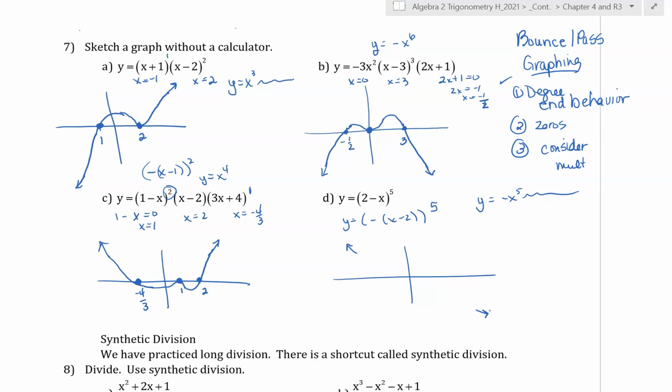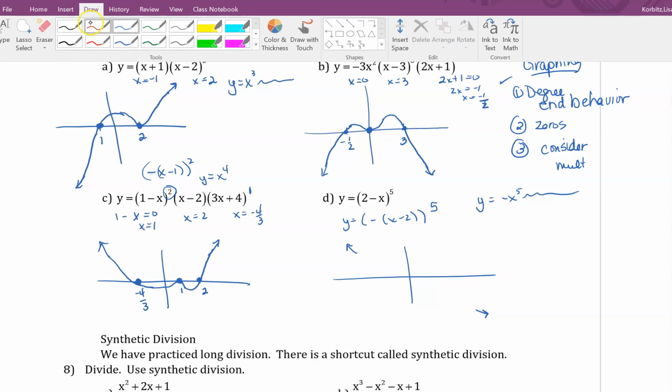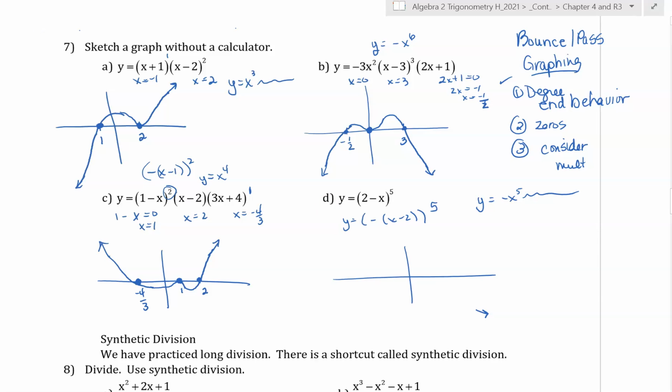So I have 1, 0. Actually, this is going to look kind of bad. I'm going to fix that a little bit. It looks something like this. Okay, so notice that there's 1, 0 at 2. So when I get to the 2, I'm going to pass.